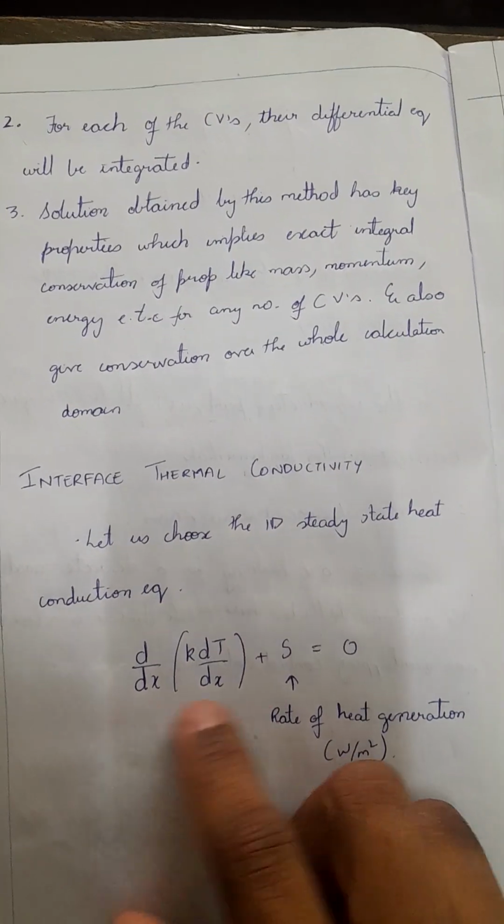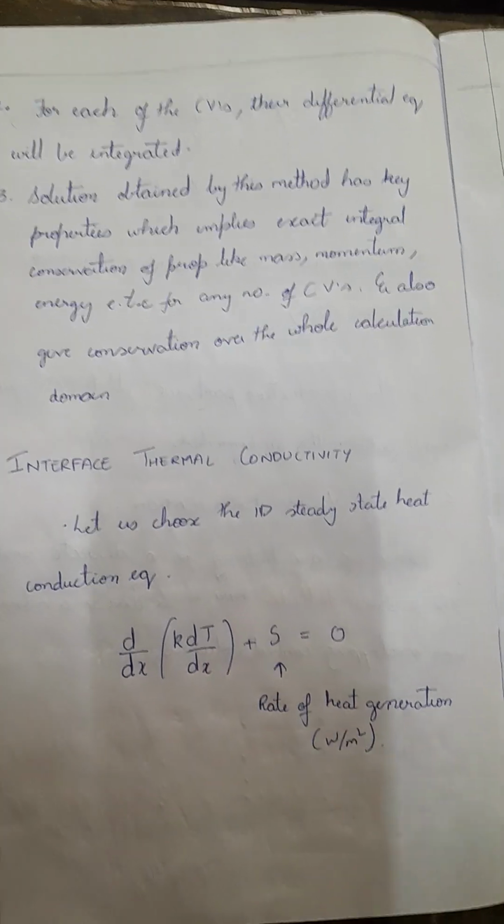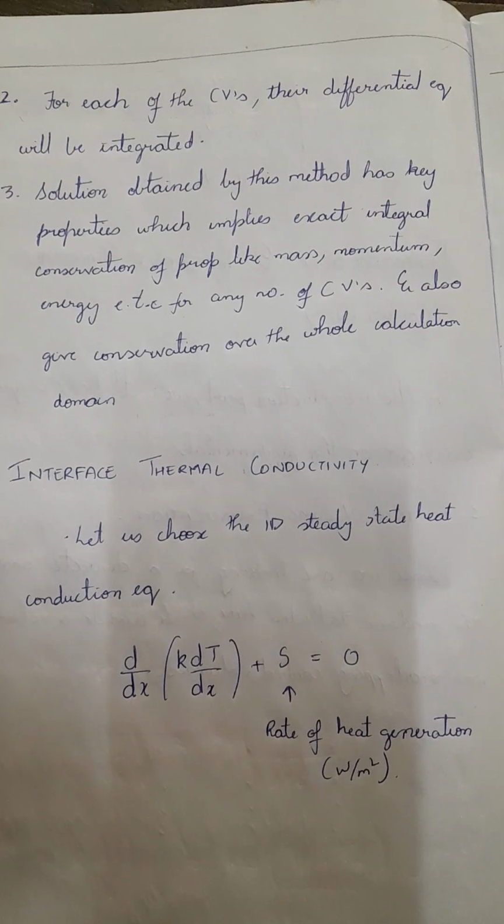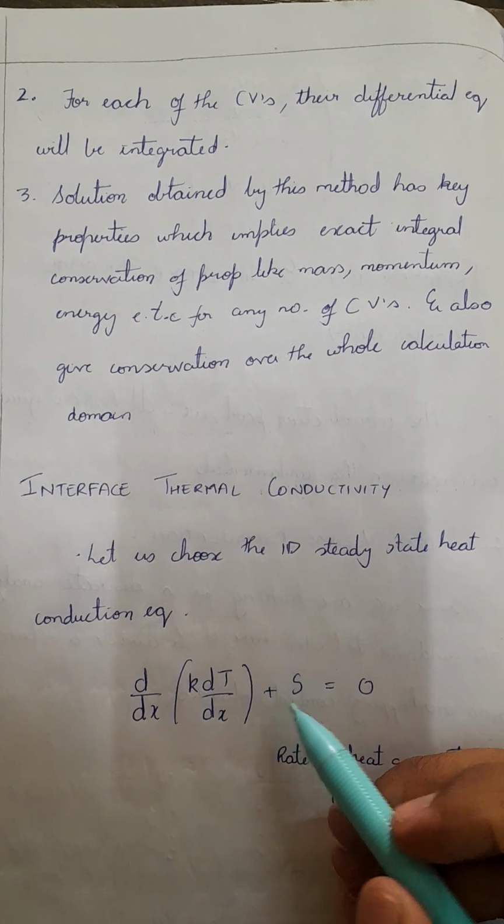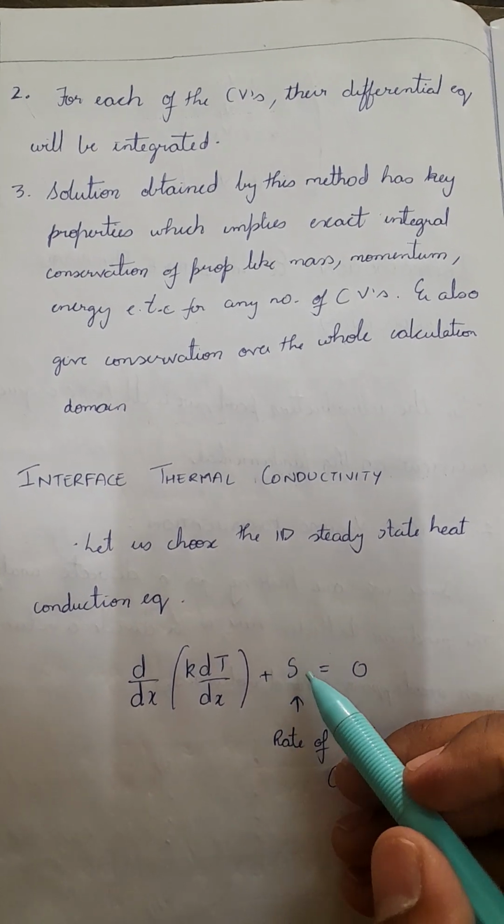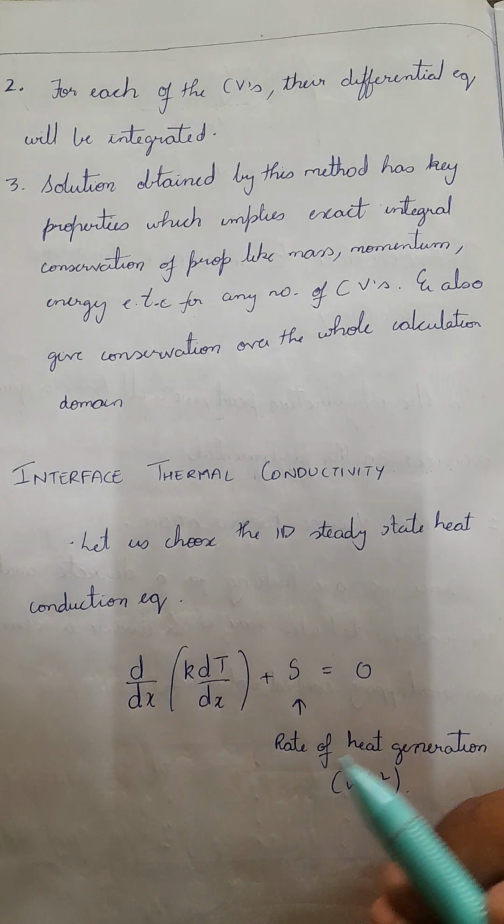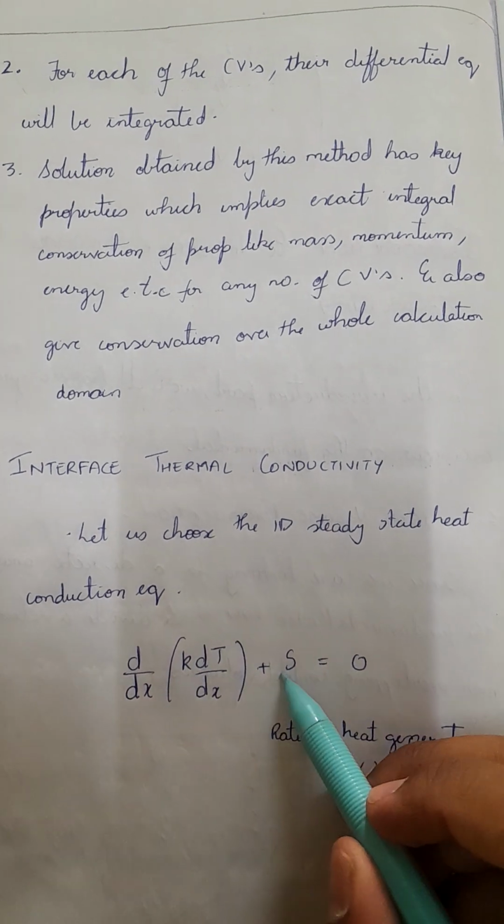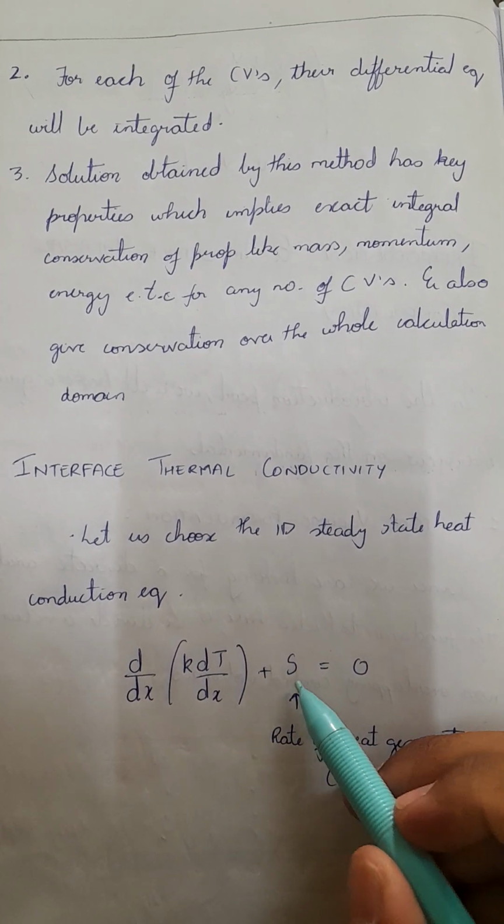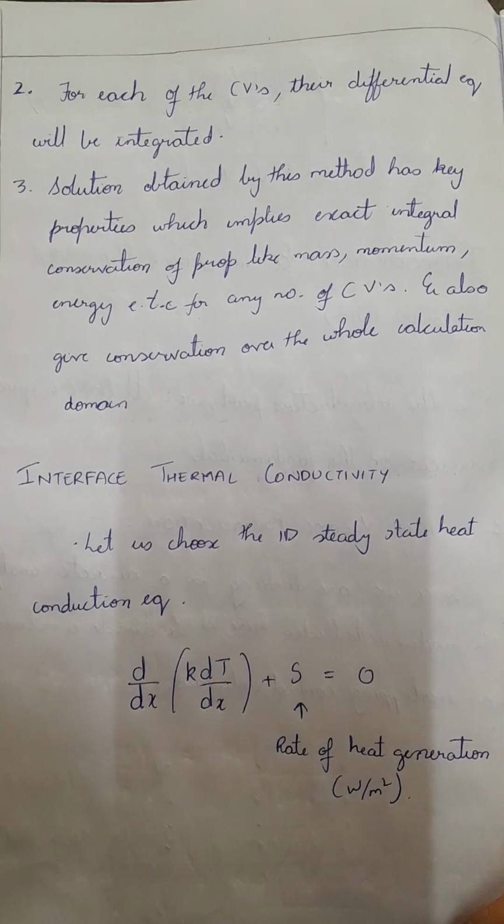Now when I talk about interface thermal conductivity, we know that the 1D steady state heat conduction equation is this. As I discussed in the earlier video, we have source terms involved for heat transfer and turbulent kinetic energy equations. So we also have a source term, and this would be the final equation.